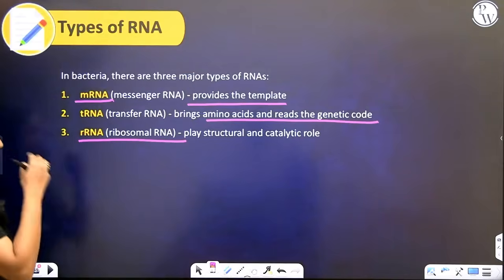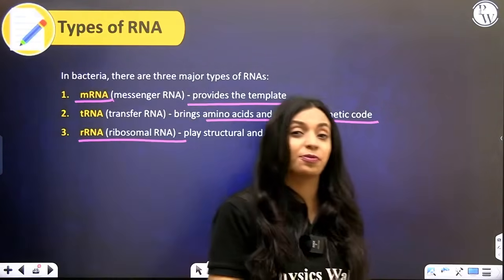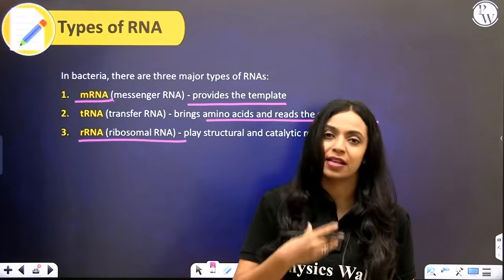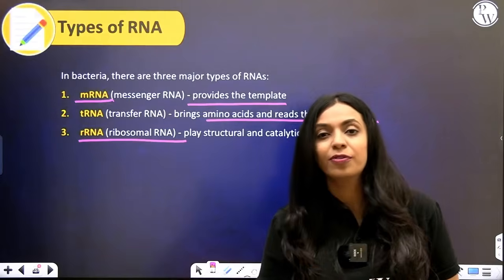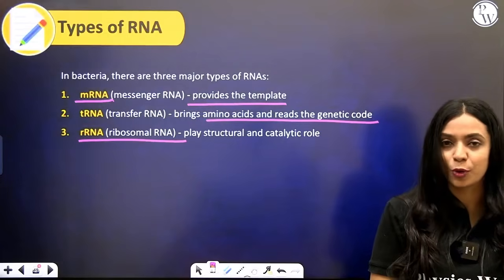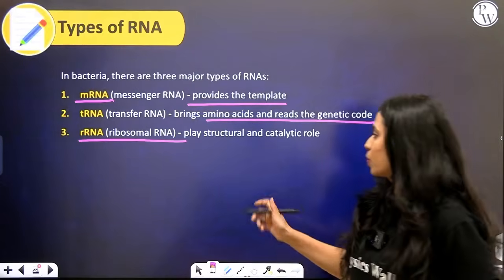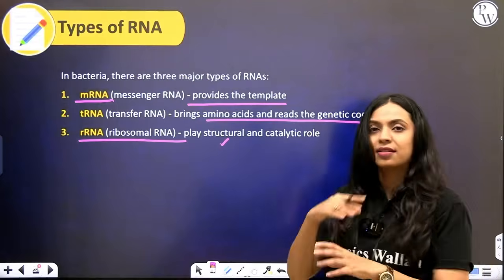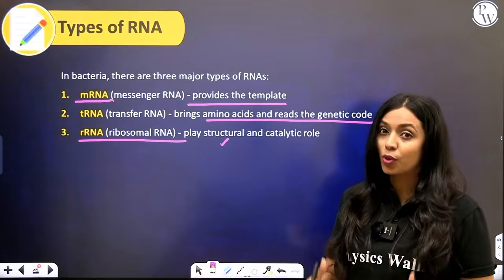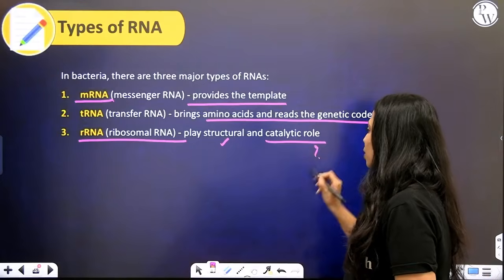We have rRNA. rRNA is a structural component of ribosomes. I've been saying since the start that protein synthesis happens in ribosomes. What are ribosomes made up of? Ribosomes are made up of RNA and about 80 different types of proteins. The RNA component of ribosomes is what we call ribosomal RNA. It is structurally a component of ribosome, so it has a structural role as well as a catalytic role.